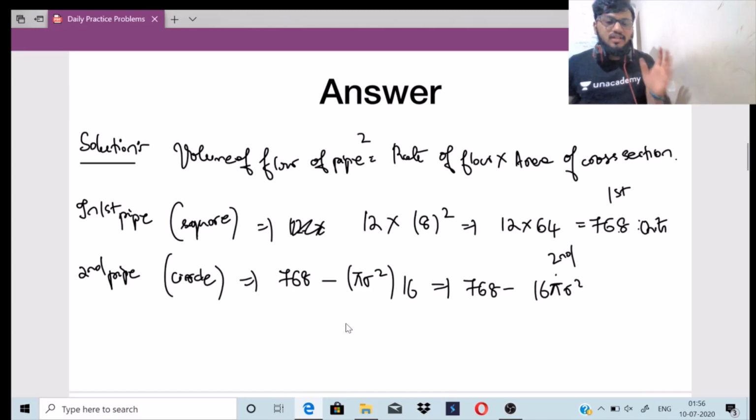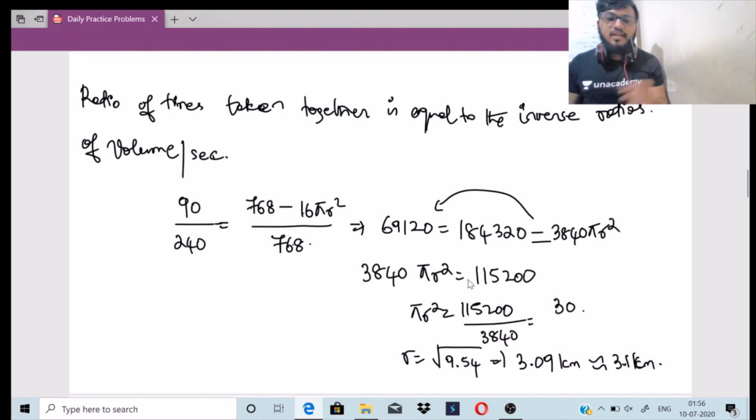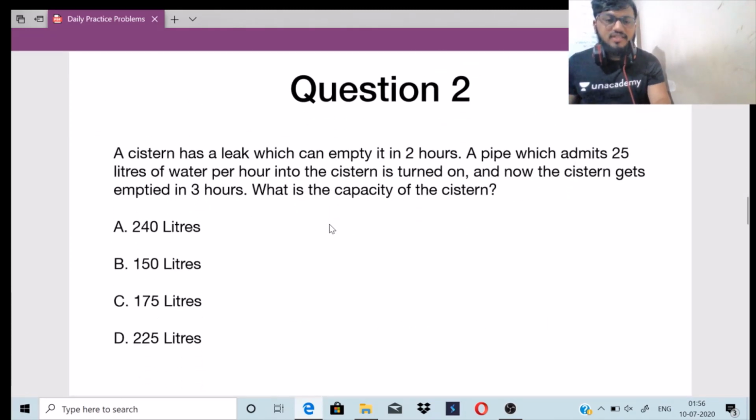What are we doing here? We know the ratio of times. We are just finding out the volume of flow of both of them: 768 minus 16 pi r square. Equate both of them and find out the answer. The calculation is a bit more here, but the part to solve is very easy. So let's move on to the next question.